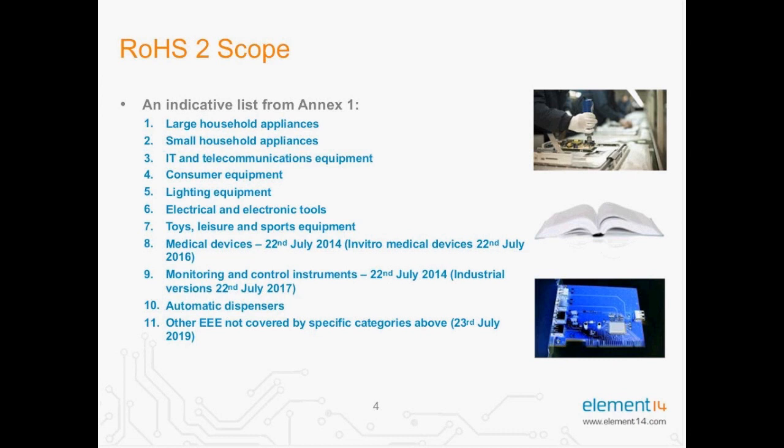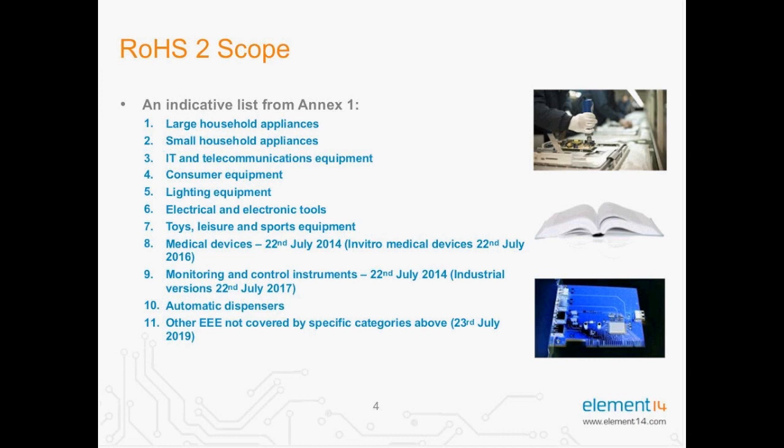Sports equipment may include things for monitoring sports performance or electrical sports equipment that you may use to exercise. Under Category 8, medical devices. These have previously been exempt and continue to be exempt up until the 22nd of July 2014. There's a further exemption granted to in vitro medical devices, and that is up until the 22nd of July 2016. The dates are up there on the slide, so that makes that quite clear.